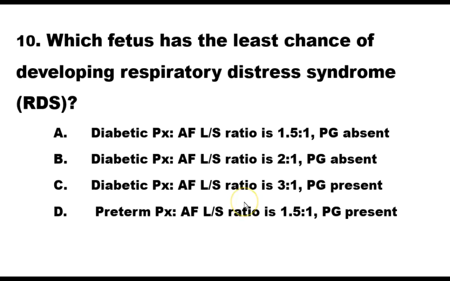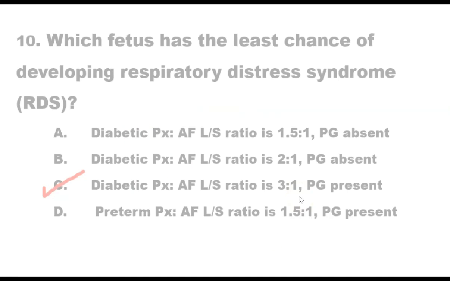The correct answer is C, because of the presence of phosphatidylglycerol and a lecithin sphingomyelin ratio of 3 to 1. The lecithin sphingomyelin ratio is higher, so the chance of respiratory distress syndrome is low.